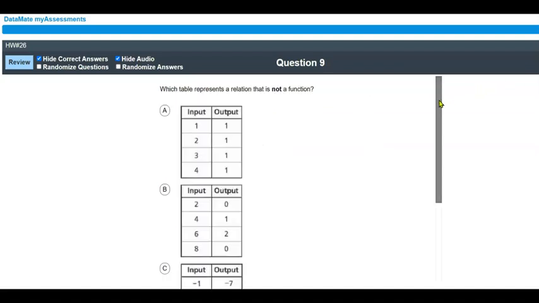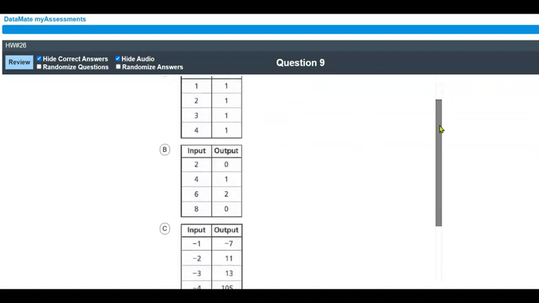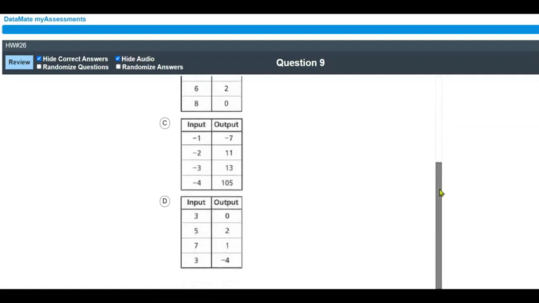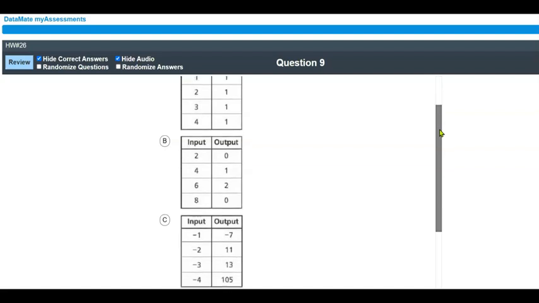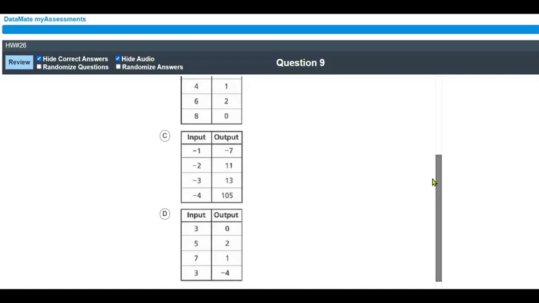Question number 9 is the same question. Which one of these tables is not a function? Do you remember the rule? You're looking for an input that repeats, but with a different output. And here it is. The input of 3 repeats with different outputs.